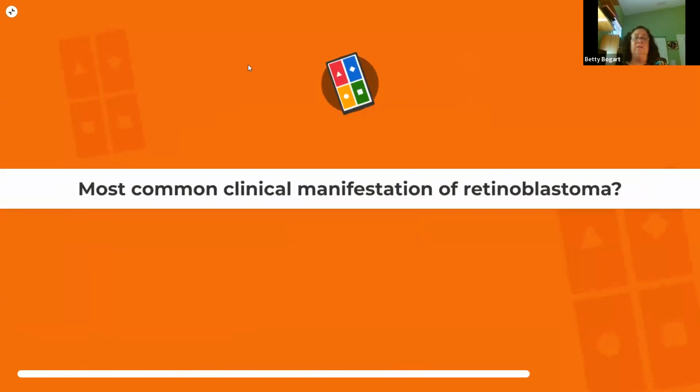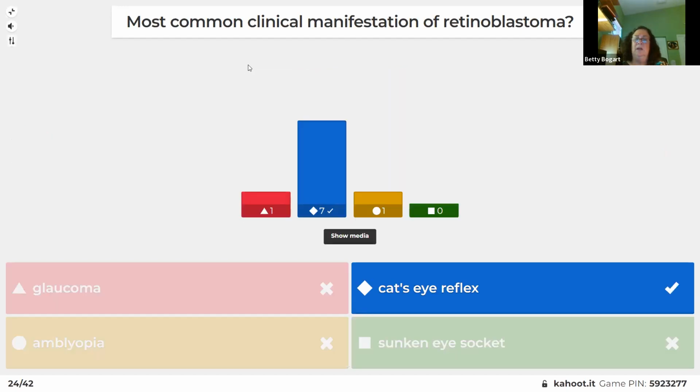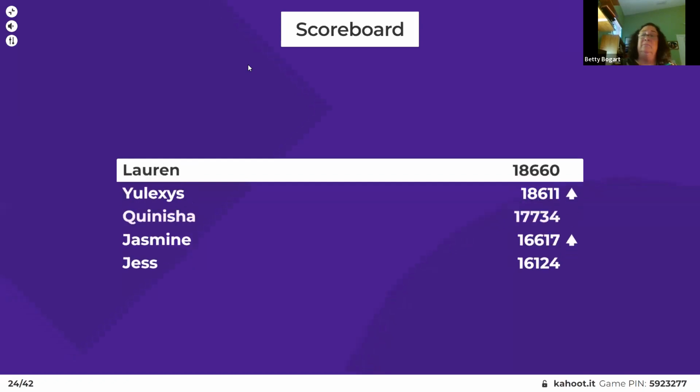Most common clinical manifestation of a retinoblastoma. And this is that cat's eye reflex, that white looking eye there, and that's how we find them.